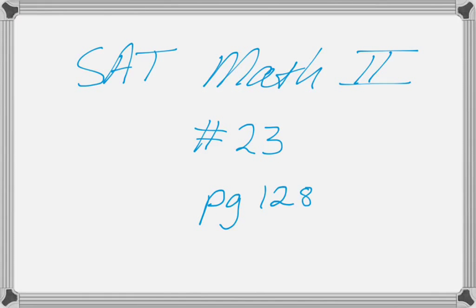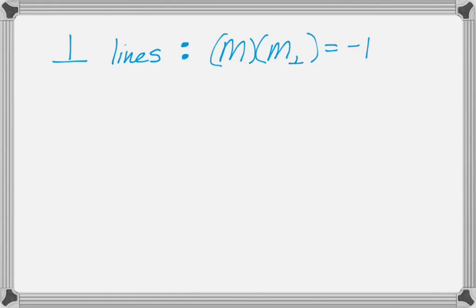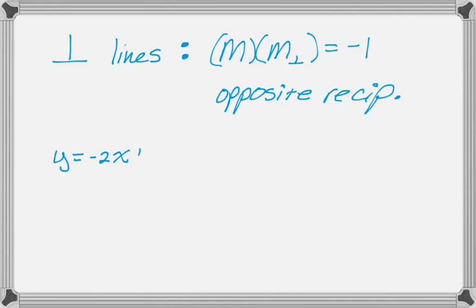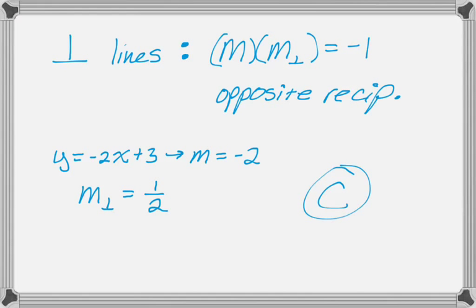Alright, number 23 is a question about the equation of a line perpendicular to a given line. What I want to remember is that perpendicular lines have the relationship that the product of their slopes is -1, or you might remember it as the perpendicular slopes are opposite reciprocals of each other. The given line is y equals -2x plus 3, so the slope of the original line is -2, so what I need is the opposite reciprocal. So the slope of the perpendicular will be the opposite, so positive, and then reciprocal, 1/2. I look at the answer choices, and C is the only one that has a slope of 1/2.